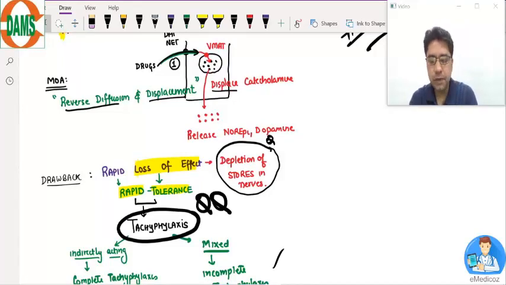Why is alpha methyldopa only given for chronic hypertension? Because it is not as effective as labetalol. Labetalol is a more effective drug. That is why labetalol is more preferred in hypertension in pregnancy.